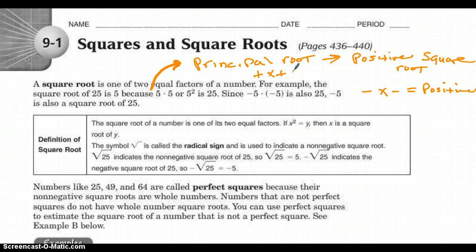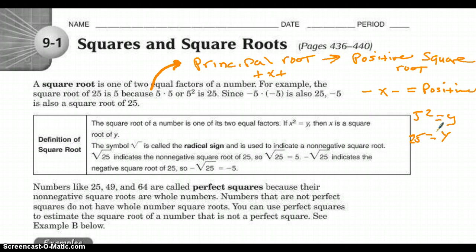The square root of a number is one of its two equal factors. This is the definition. Sometimes it is written as x squared is equal to some number y, then x is actually the square root of y. So x squared is equal to y. Please understand that if I say 5 squared is equal to y, then of course y is equal to 25.